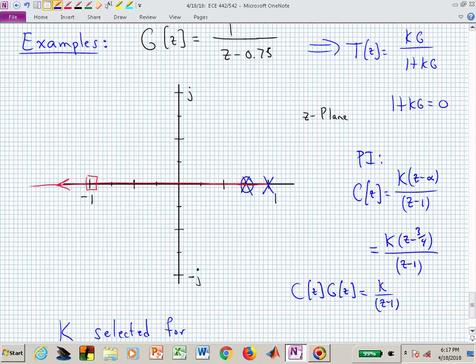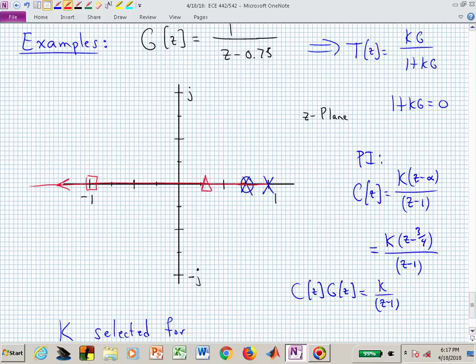So how do we pick K? We would definitely want to make sure that we picked K such that the closed loop pole, which I might represent by a triangle, is living inside the unit circle. We definitely wouldn't want to pick the gain big enough to push that triangle outside the unit circle. We want to preserve stability.